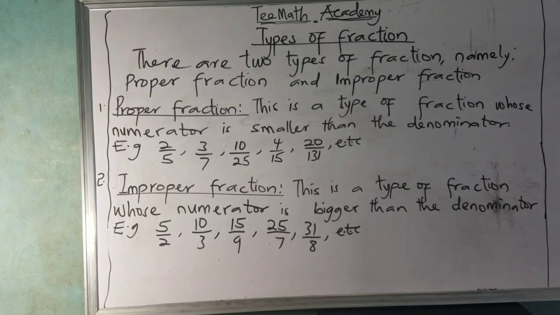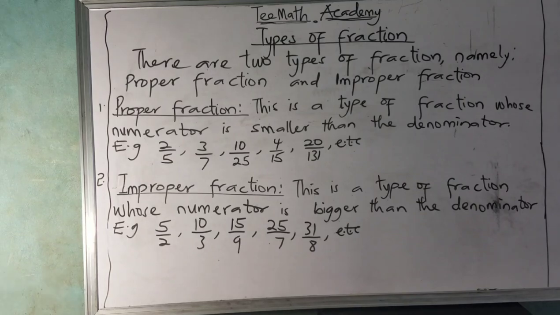The next thing we are going to look at is types of fraction. This has caused a lot of confusion in school. Some said we have 3 types of fraction. Some said we have 2. But today I come to tell you that we don't have 3 types of fraction. We have only 2 types of fraction. These are proper fraction and improper fraction.